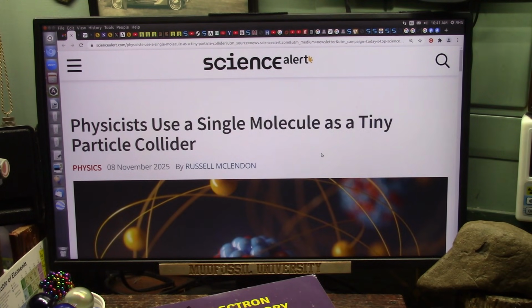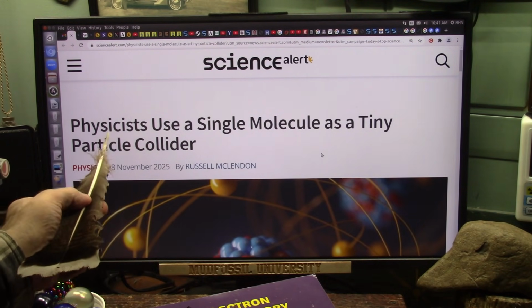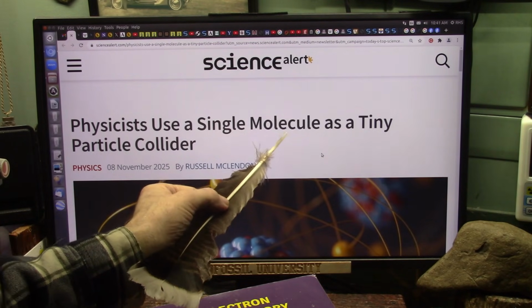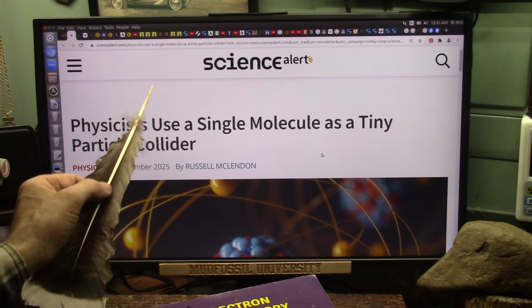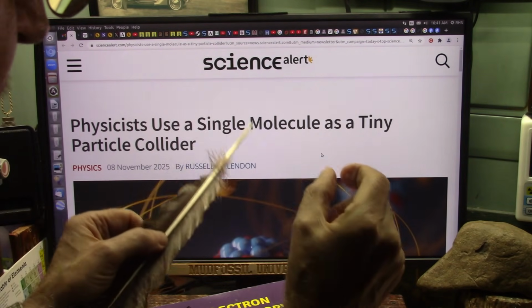Okay, here it is again. It just came in minutes ago. Physicists use a single molecule as a tiny particle collider. They're still using molecules, atoms.